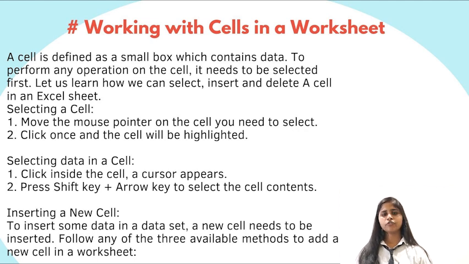Let us learn how we can select, insert and delete a cell in an Excel sheet. So, selecting a cell. First, we have to move the mouse pointer on the cell we need to select. Then secondly, we have to click once and the cell will be highlighted. Coming to selecting the data in a cell, we have to click inside the cell. A cursor appears. Then we just press the shift key plus arrow key to select the cell contents.